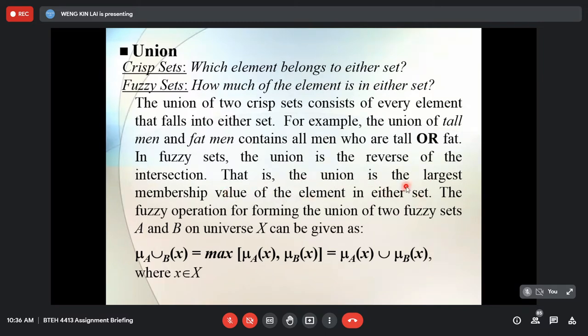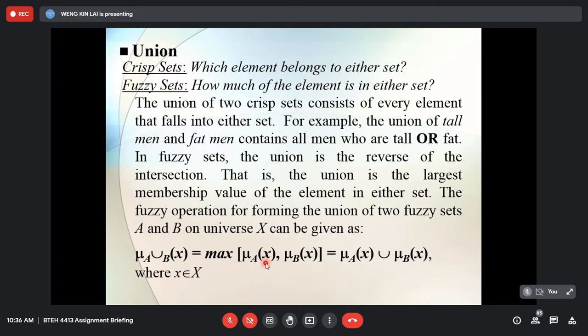So which one is larger or largest? The fuzzy operation for forming the union of two fuzzy sets A and B on the same universe of discourse X can be given as shown down here. This is the symbol for your union. This is basically an OR function. So you take the maximum, the largest of the two. Whatever is larger, you take that value.